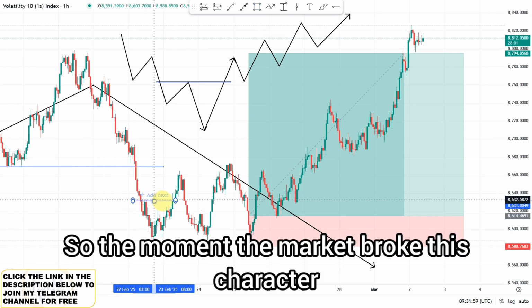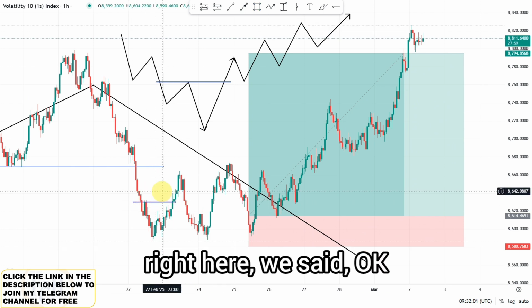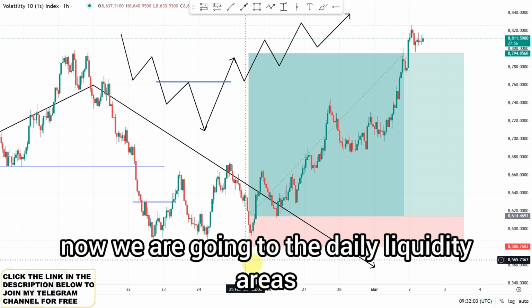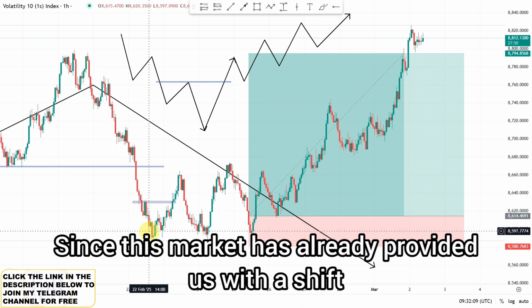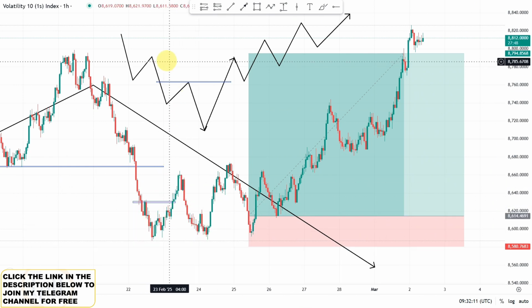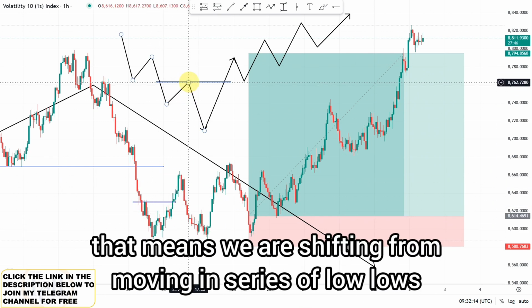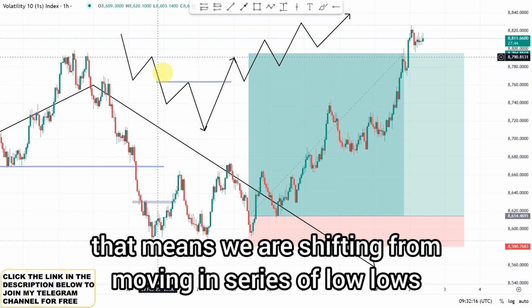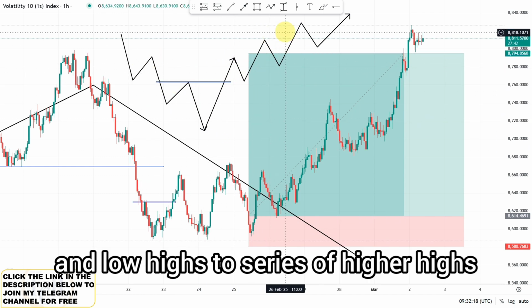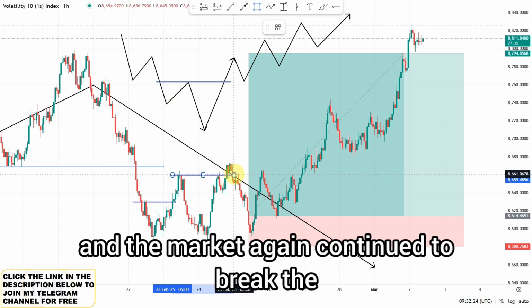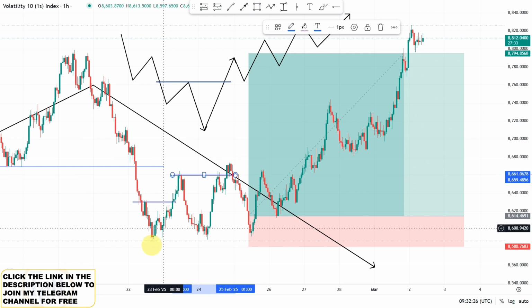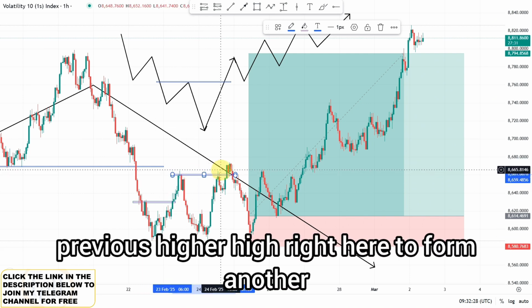So the moment the market broke this character right here, we said, okay, now we are going to the daily liquidity areas that we saw previously just moments ago. Since this market has already provided us with a shift, and we know the meaning of shift, that means we are shifting from a series of lower lows and lower highs to a series of higher highs and higher lows. So we said, no worries, we will just get this movement and the market will again continue to break the previous higher high right here to form another higher high.